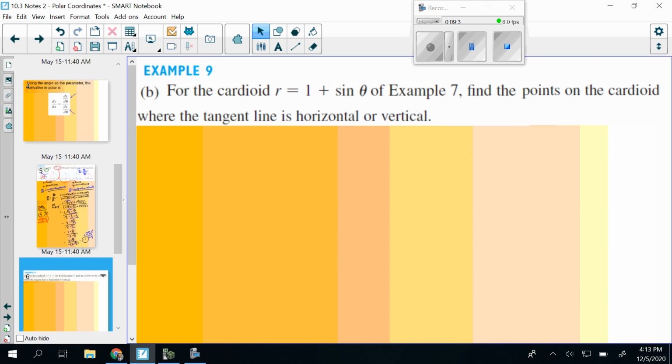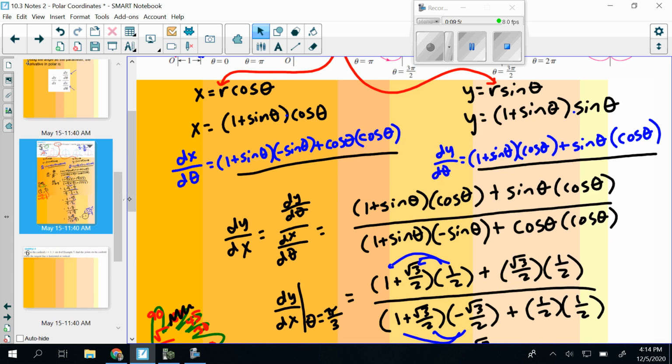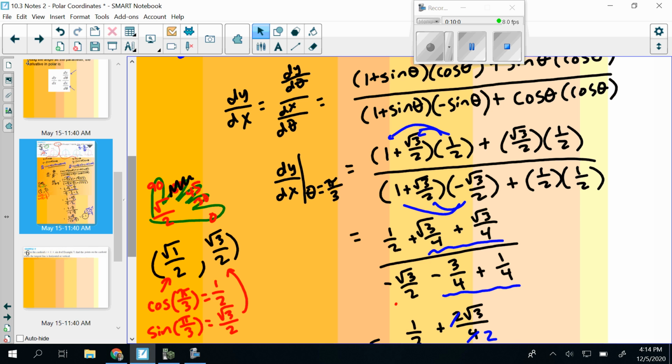All right, let's go on to the same problem here. Now in this part B, they want us to find the points on this cardioid where the tangent line is horizontal or vertical. Well, we came up with that derivative on the last problem. So we're going to look at using the same derivative here.